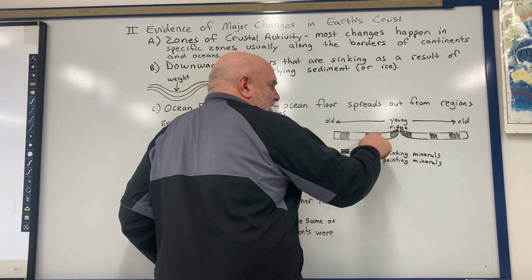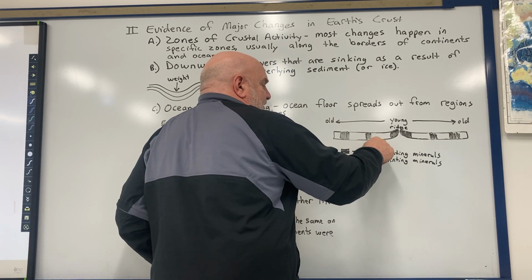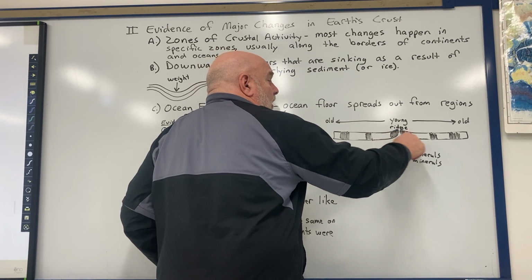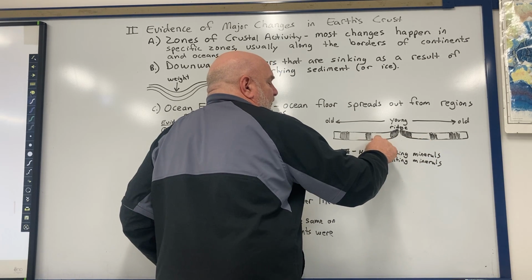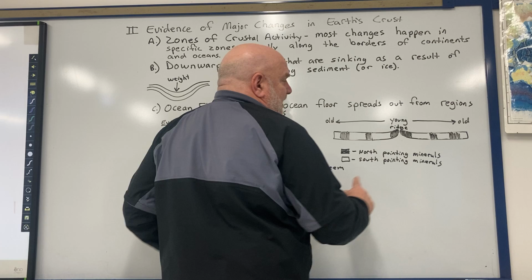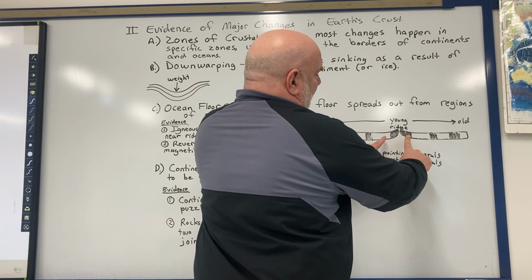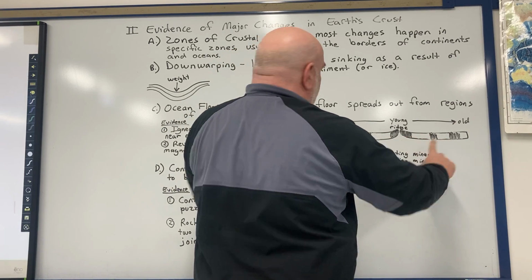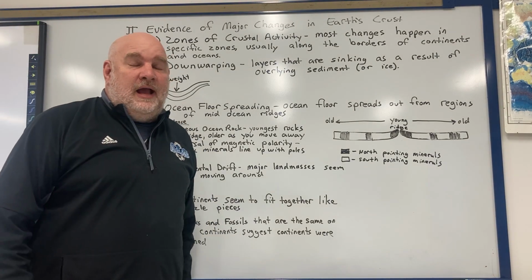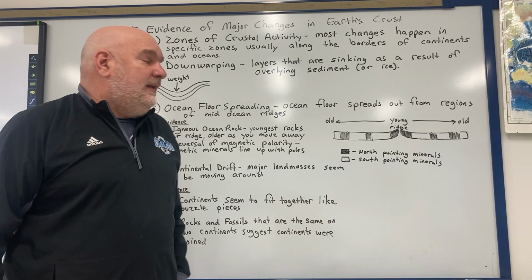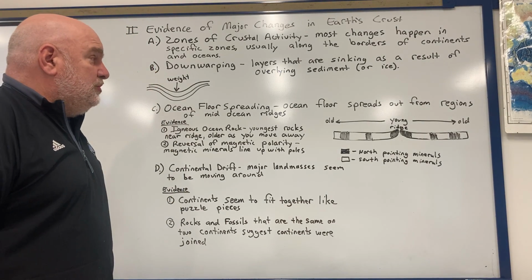And if I go 100 miles this way and find the age of the rock, and go 100 miles the other way and find the age of the rock, they are going to be the same age. That suggests that this is happening. So the fact that you have the youngest rock at the ridge and the oldest rock towards the continents suggests that the ocean floor is spreading apart.